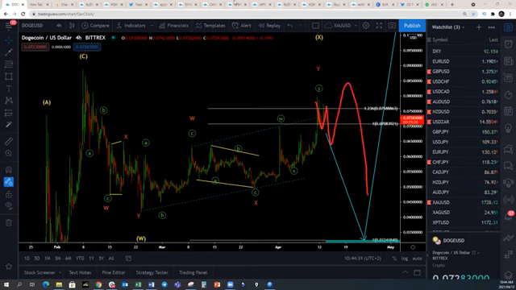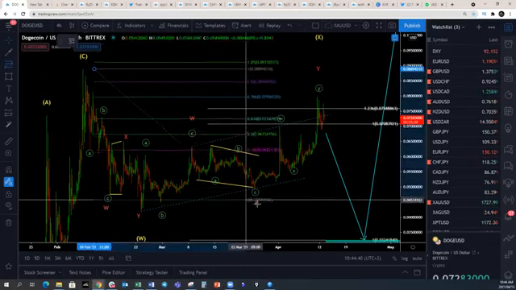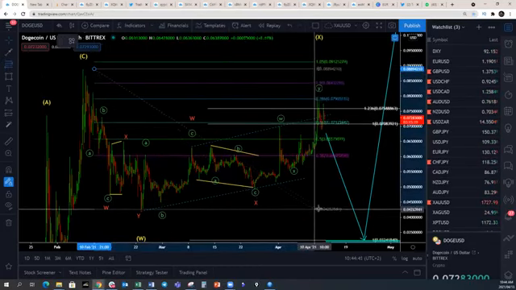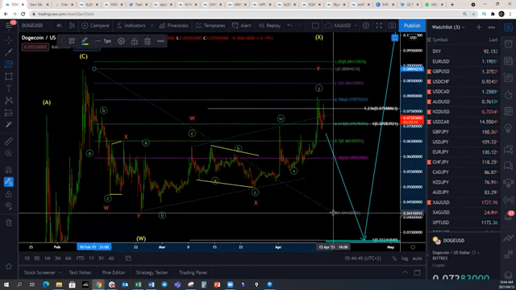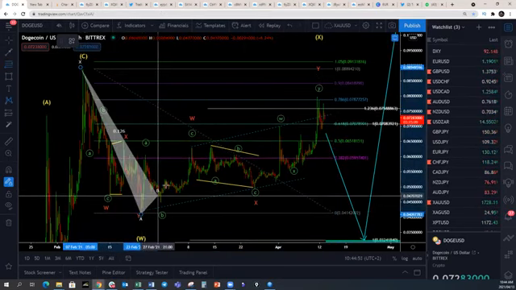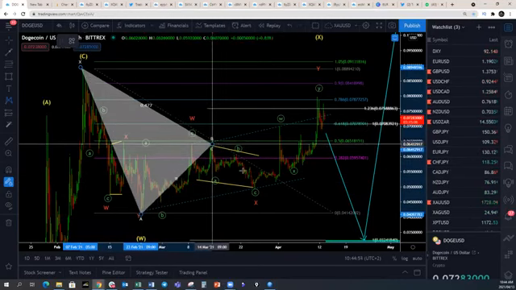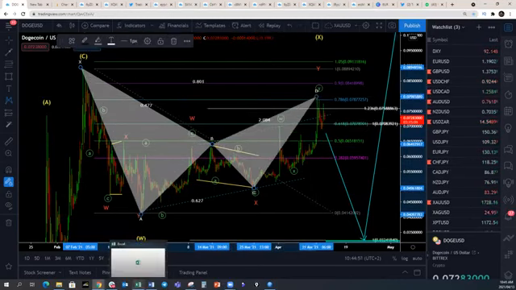Okay, heads and tails strategy. We have retraced to about 61%. It's actually 70% on this one. So we are looking for this to push lower. Harmonic pattern, Gartley. That's how we're looking at this.